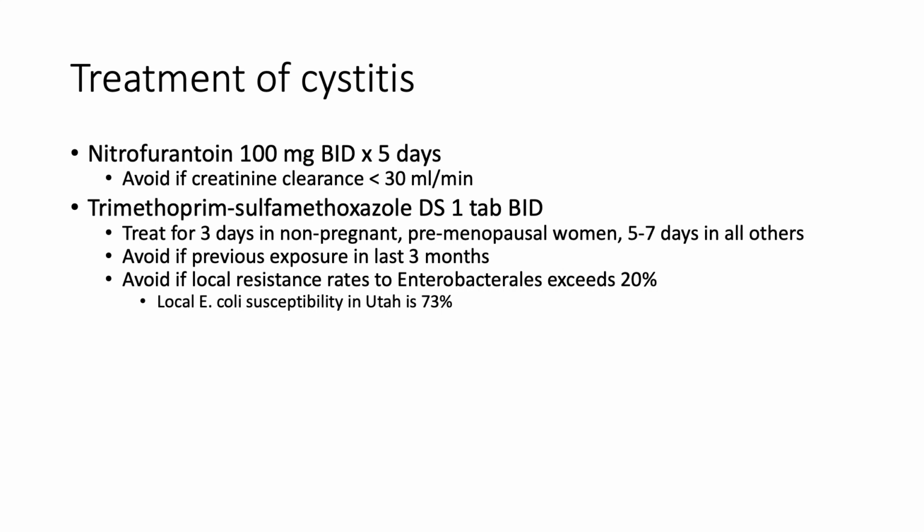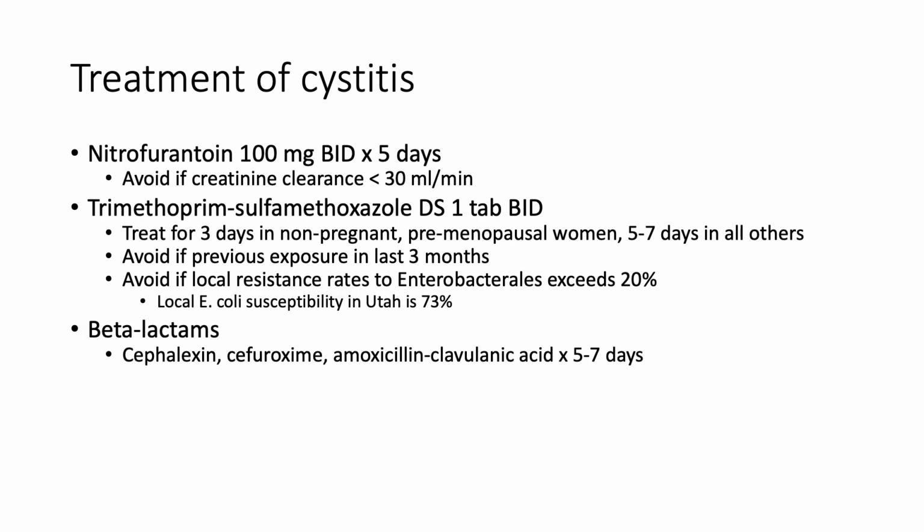You want to avoid trimethoprim sulfamethoxazole if they've had previous exposure in the last 3 months, or if you know that local resistance rates to Enterobacterales like E. coli exceeds 20%. So here in Utah, E. coli's susceptibility to this drug is only 73%, so it's probably not your best empiric option. But if you have a urine culture that shows it's sensitive, then you're good to use this one.